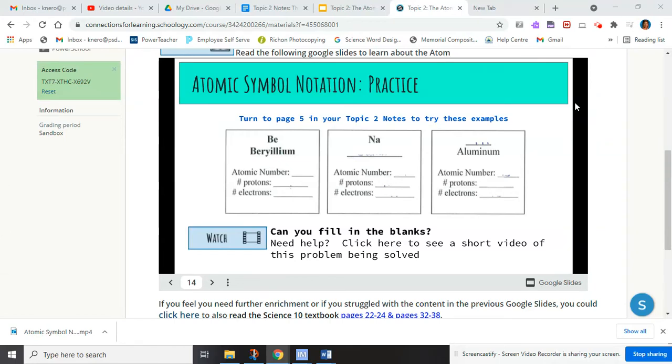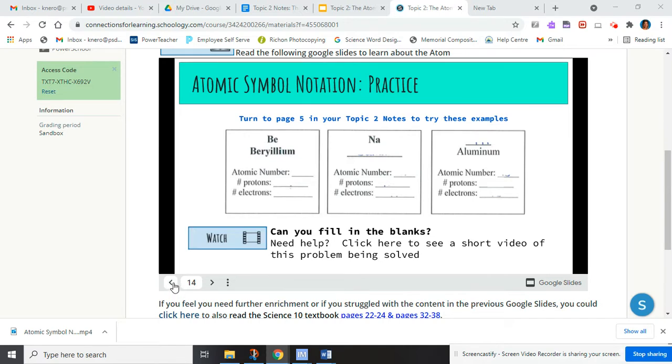So let's try this next practice question. You should be on page 5 in your notes. These same problems are here. If you're just writing them on a sheet of paper, that's fine too. I've given you 3 different substances: beryllium, sodium, and aluminum, and I've asked you some information about them.